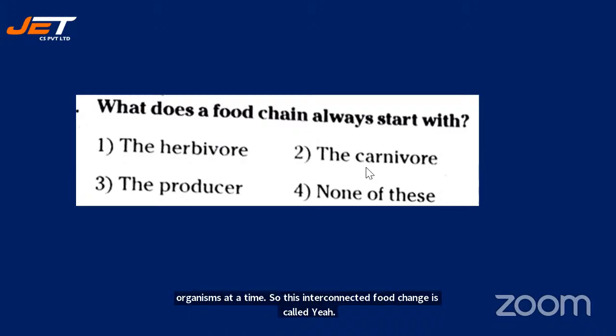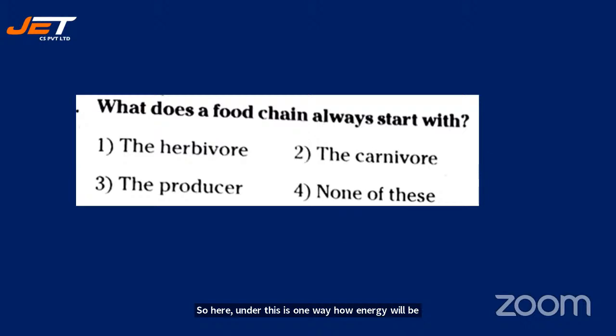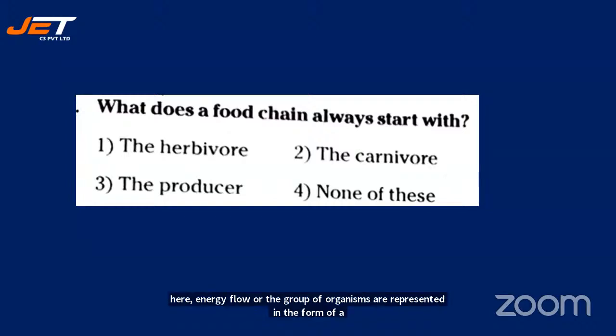This is one way energy flows. We can represent it in the form of a food chain, in the form of a food web, and also we can represent energy flow in the form of pyramids. We have a pyramid for biomass, and a pyramid for number. If you go to Egypt, they have the Egyptian pyramids. In the same way, here energy flow or the groups of organisms are represented in the form of a pyramid. So let us discuss a few points, children.